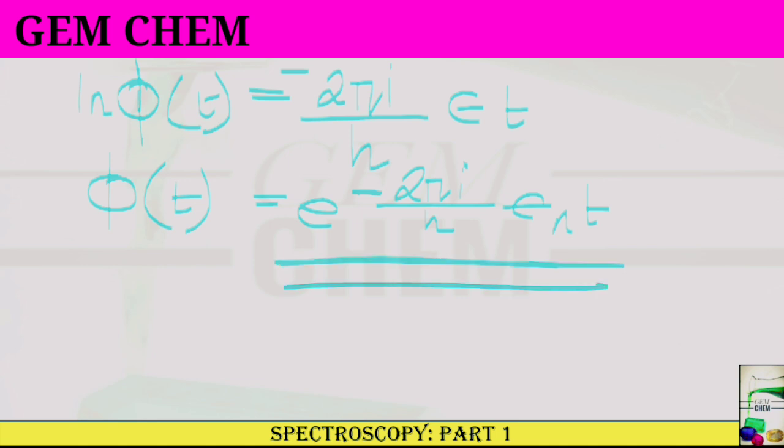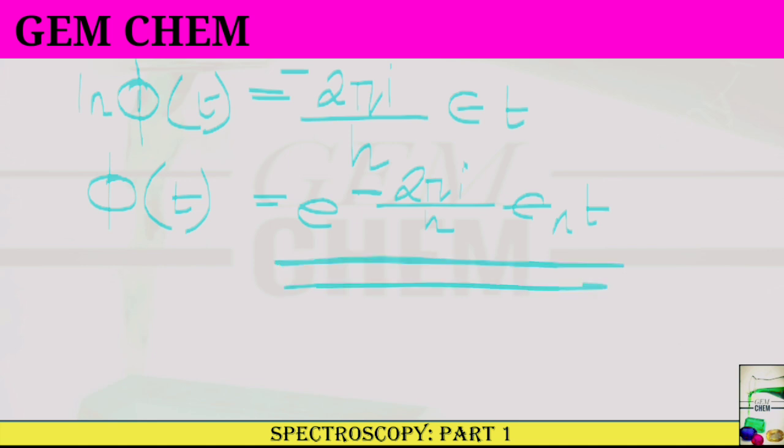This can be finalized as ln phi(t) equals 2 pi i by h, we have a minus epsilon t. So phi(t) comes to be e to the power minus 2 pi i by h epsilon n t. So this coefficient is time dependent, right? So this one is your time dependent part.